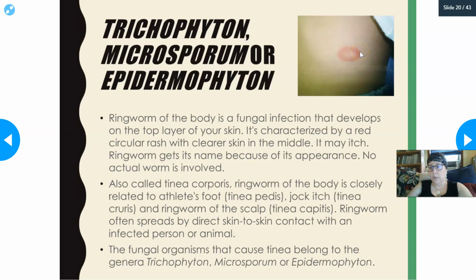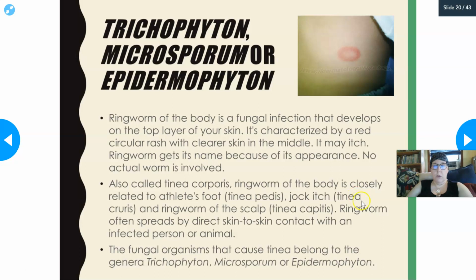It is not a worm. It is a fungal infection, and it develops in the top layer of your skin, and you see this red circular rash, with clearer skin in the middle. It's usually itchy, and ringworm gets its name because of its appearance. No actual worm is involved. It is also called tinea corporis. So again, tinea for this fungal thing, and then corporis for the body.